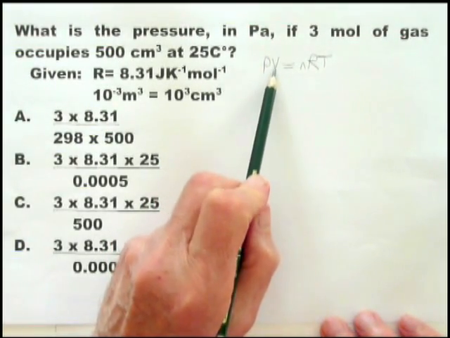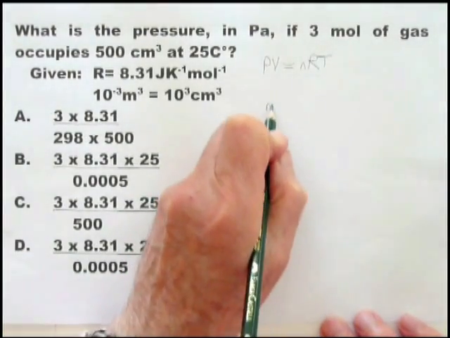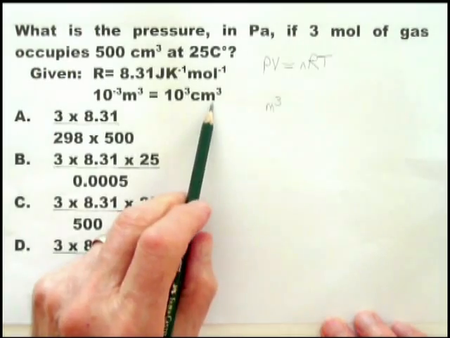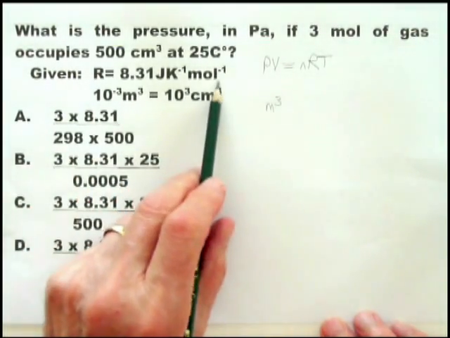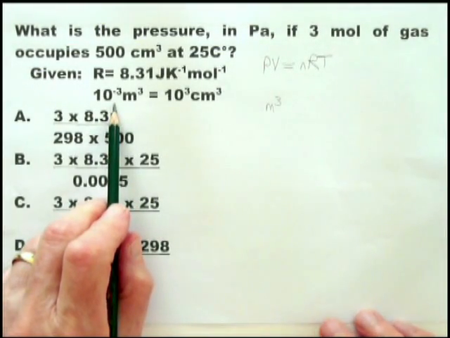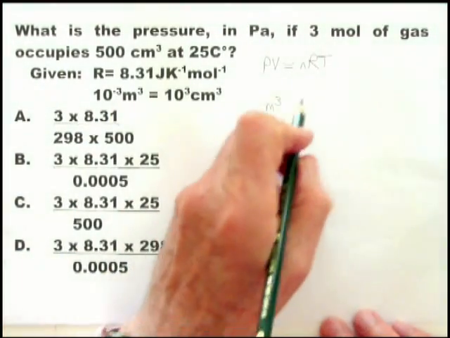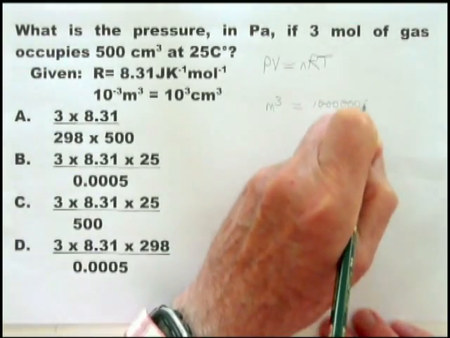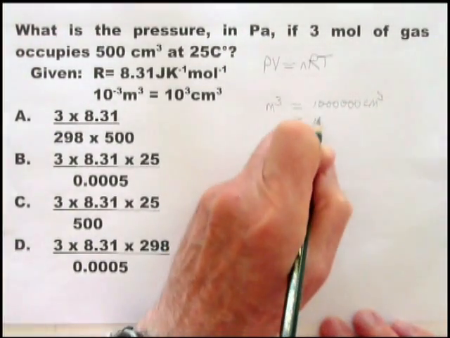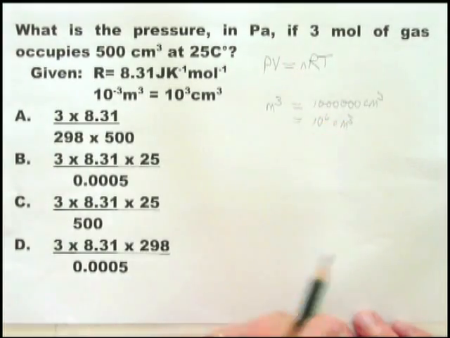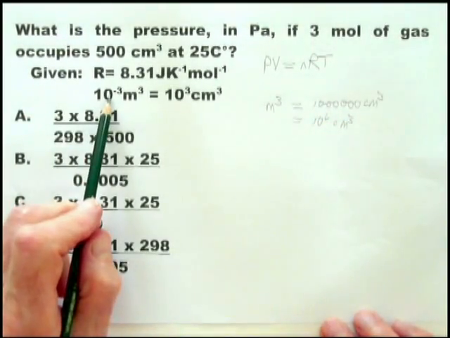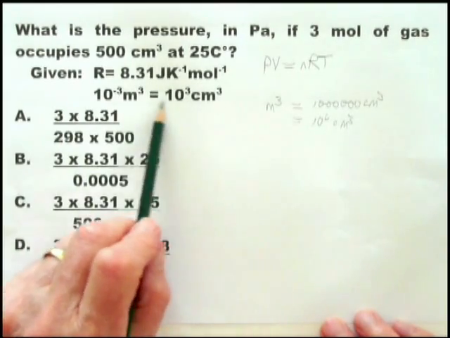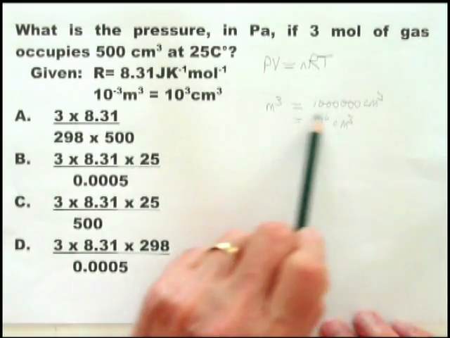Volume. Now this is interesting. Volume is usually in cubic meters, and they give you this very strange given fact, which to me is a little bit confusing. I prefer to see cubic meters as 1,000,000 centimeters cubed, or 10 to the 6 centimeters cubed. They've said 1,000th of a cubic meter is 1,000 centimeters cubed. Well, if you like that, fine, but I personally prefer this.